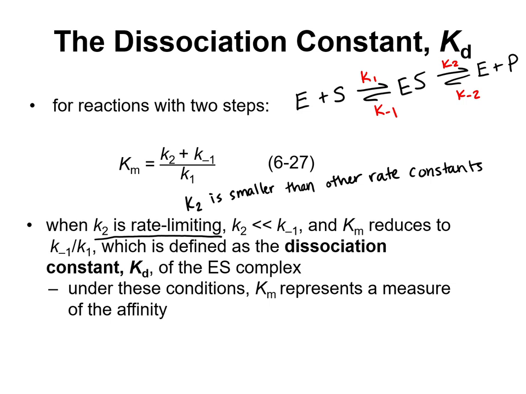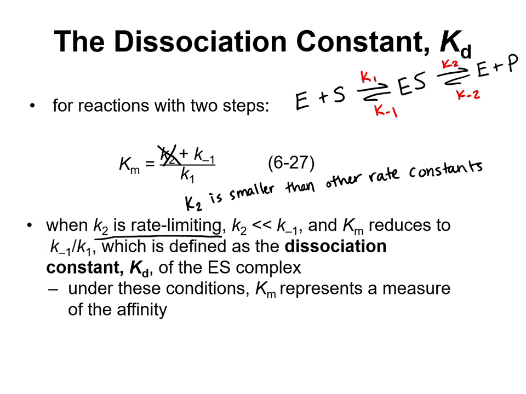And if K2 is much smaller than K minus 1, then that means we can essentially ignore it, because K2 is so small that it's practically like adding 0. So in this special case, where K2 is much, much smaller than K minus 1, we can get rid of it and simplify the Km equation to K minus 1 over K1, which is defined as the dissociation constant, Kd, of that enzyme substrate complex.